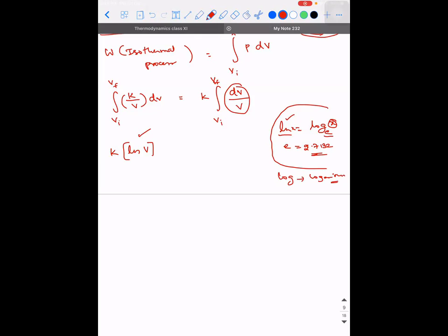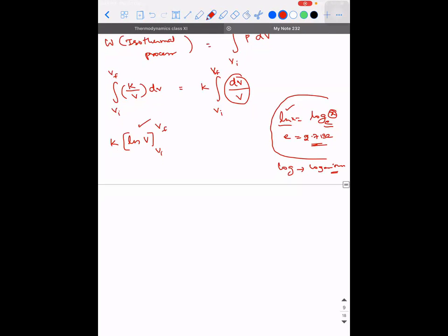And logarithm is the reverse process of exponents. That's the meaning. Okay. So as of now, what you can do is have this in your mind. K is equal to ln v from V initial to V final. So K into, listen to the way I'm going to write, ln V final minus ln V initial.